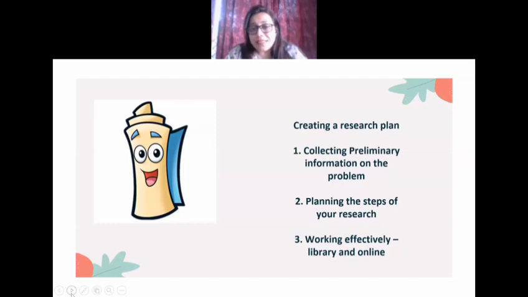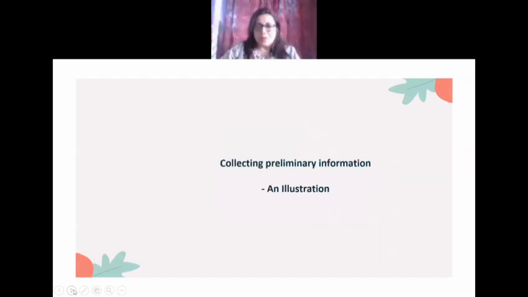Planning the steps of your research is the second step. Working effectively, both using the library as also online methods. This working effectively can very neatly be written on the board, but how neatly it can be incorporated by explaining it, by introducing them to each aspect of it, is a task which we should not shy away from. Collecting preliminary information and illustration.